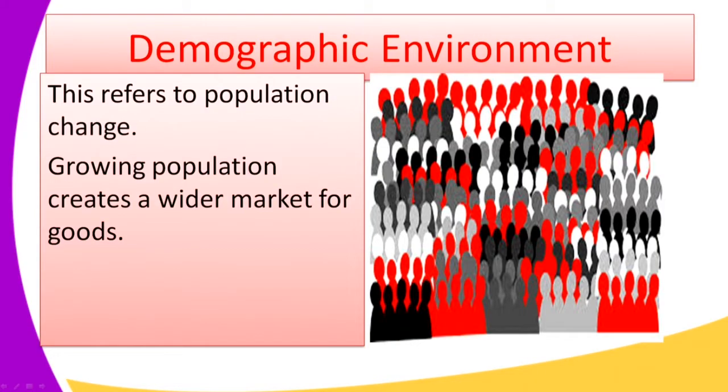The other factor is the demographic environment. The demographic environment refers to the population change, or the change in population. You find that in an area that is densely populated, or an area that has so many people, those people demand a lot of goods because each and every person wishes to satisfy his or her needs, and therefore where the demand is high, the rate of sales is also higher, and therefore business is likely to thrive in such an area, because you find that a growing population creates a wider market for goods as compared to a less densely populated area where you don't have many people. So business usually thrives in an area that has many people compared to an area that has a few people.